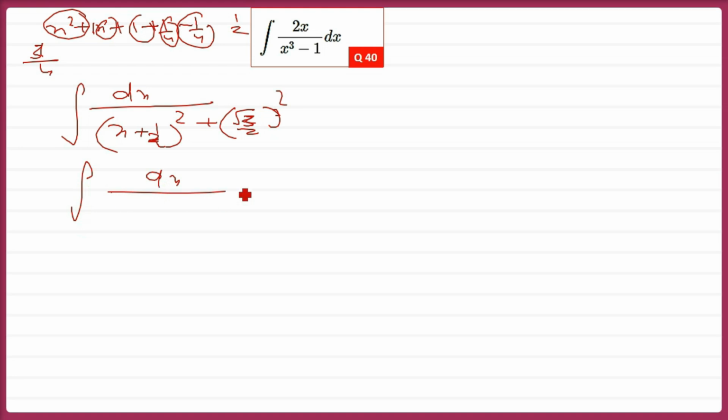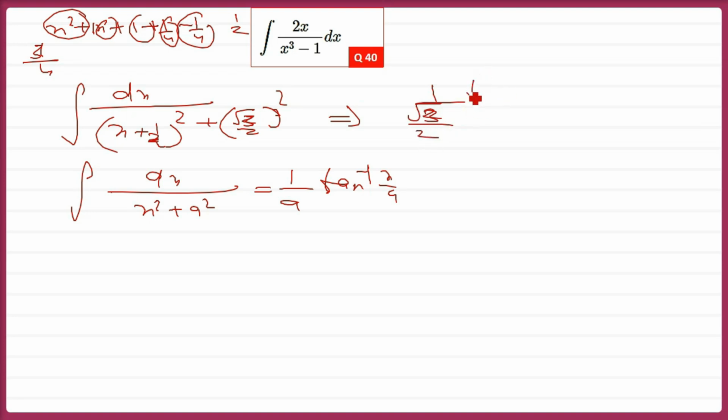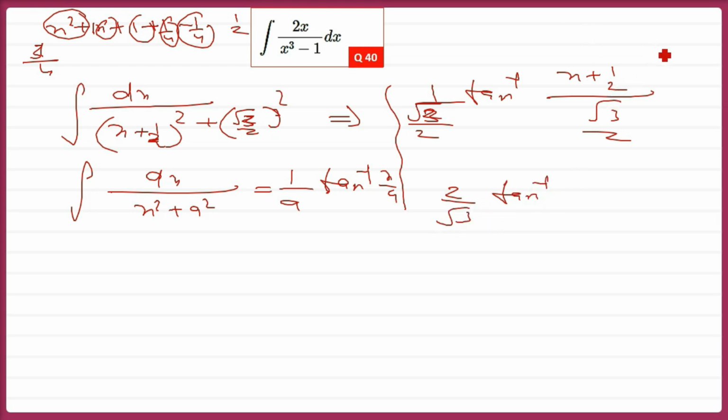Now we have a direct result. Dx divided by x square plus a square has a direct result. It is 1 by a tan inverse x by a. x you will take as x plus half and a will be taken as root 3 by 2. So 1 by root 3 by 2 tan inverse x plus half divided by root 3 by 2. So this 1 by root 3 by 2 has become 2 by root 3. Tan inverse, this x plus half will become 2x plus 1 by 2. So 2x plus 1 by 2 in the numerator, root 3 by 2 in the denominator. 2 gets cancelled. You have 2x plus 1 divided by root 3. Now this was your third term.